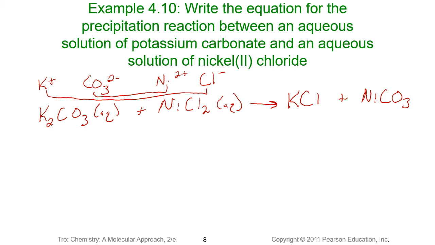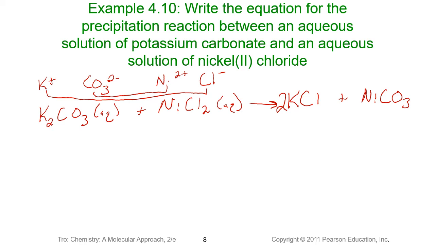Now we can go and balance the chemical reaction by changing the coefficients. So nickel, we have one, carbonate, we have one on each side, so that's already balanced. If we look at the potassium and the chloride, there are 2 on the left side, only 1 on the right. So we need a 2 in front of our potassium chloride.